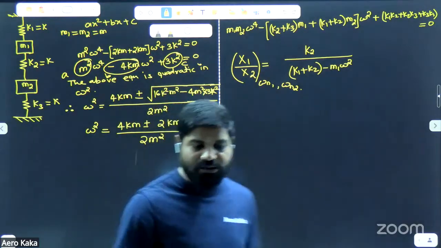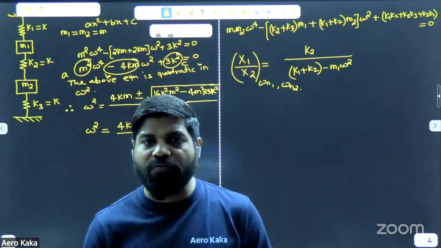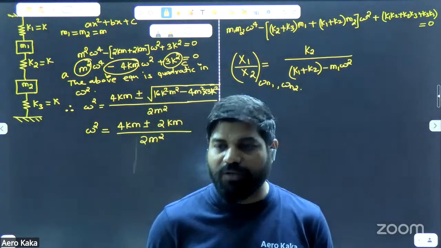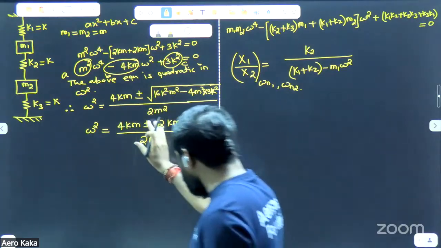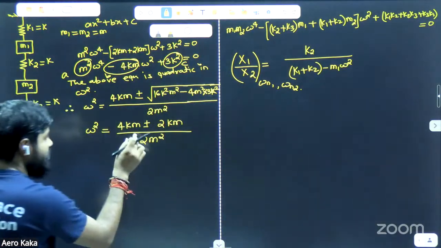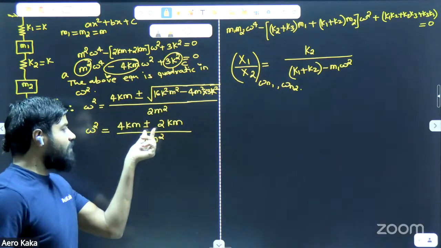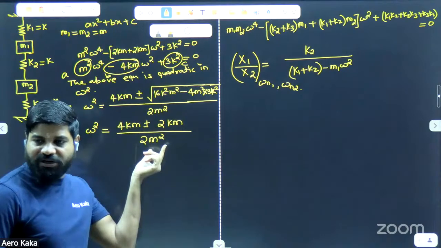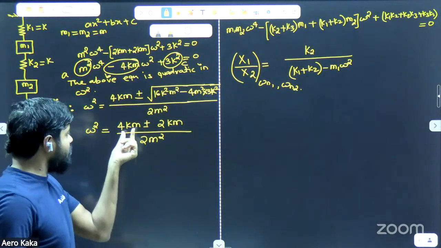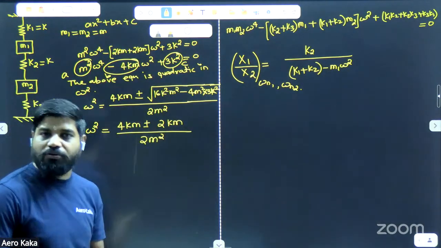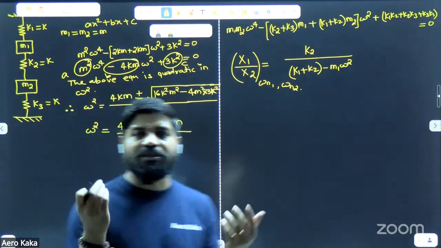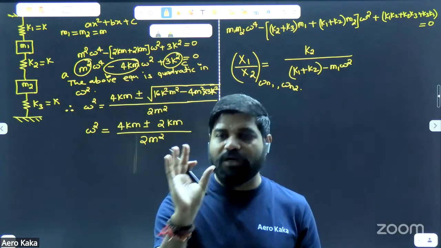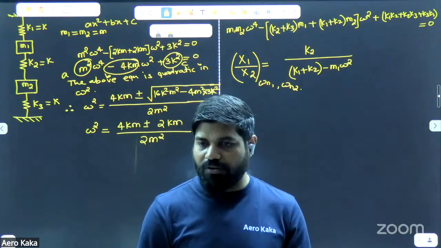So the next question is: which one is going to be the first natural frequency, the highest one or the lowest one? Look, if you are calculating the omega value from here, one value is going to be 4km plus 2km divided by 2m square. Simply you are calculating the root only, right? Another one is going to be 4km minus 2km divided by 2m square. So the question is, which one is the first natural frequency? The lowest one is the first natural frequency. Please take care of it.